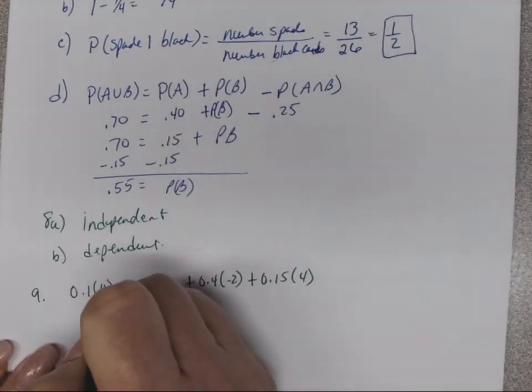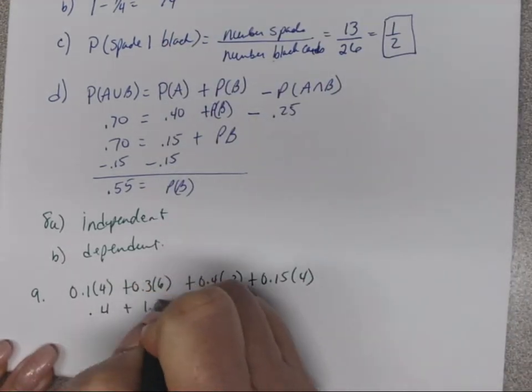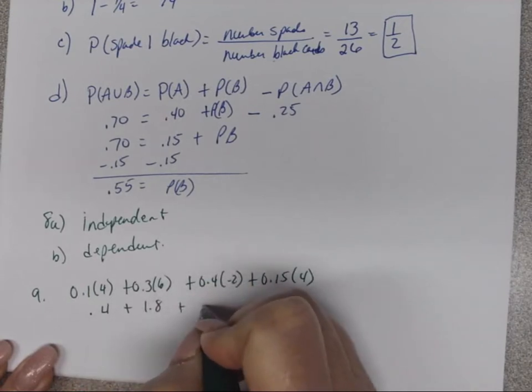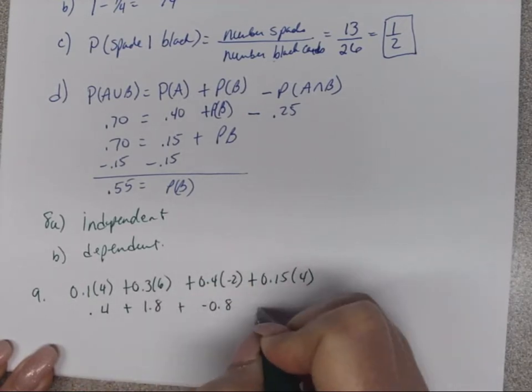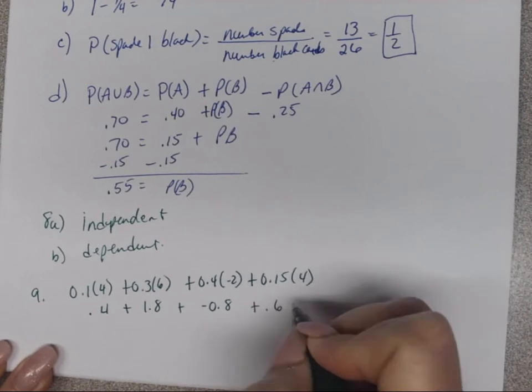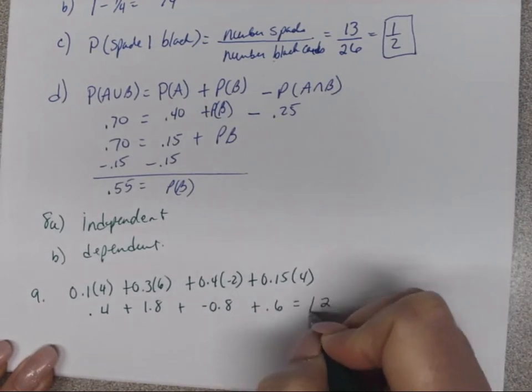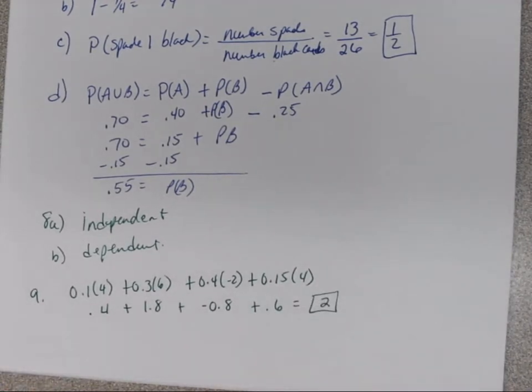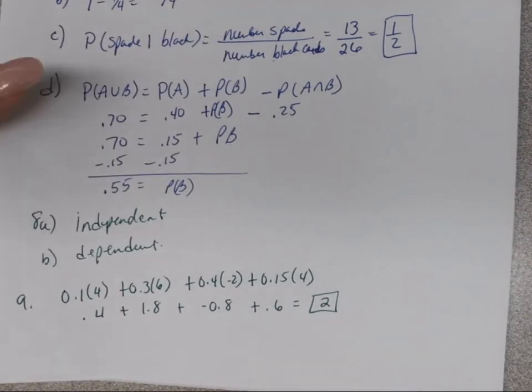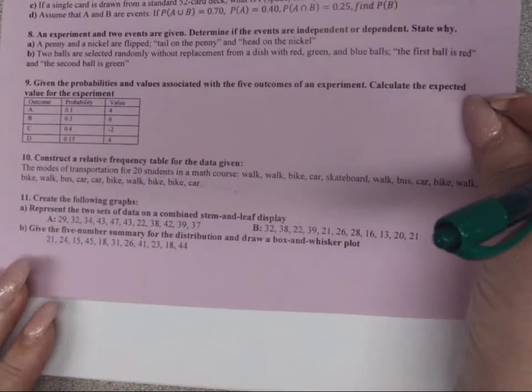This would get you 0.4 plus 1.8 plus a negative 0.8 plus 0.6. And when you add all that together, you will get 2. That's all you have to do on that one. Just multiplying and adding.